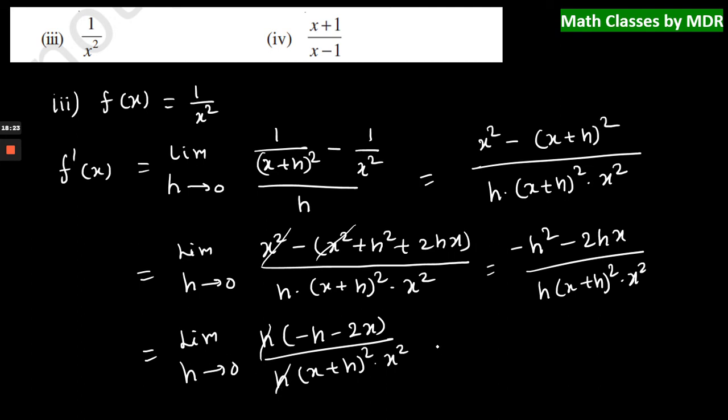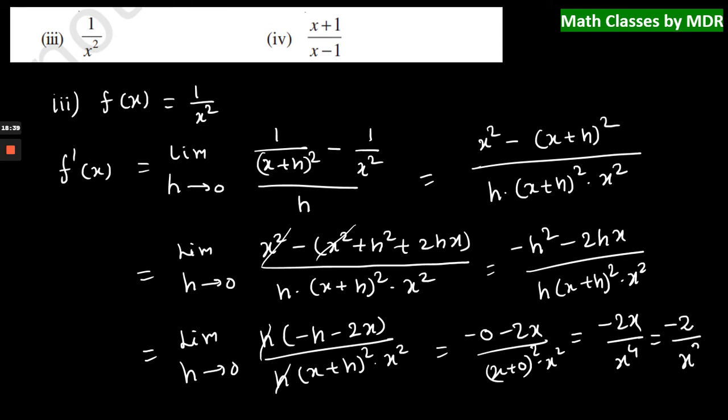Now substitute the h value. When you substitute h equals 0, we get minus 0 minus 2x by (x plus 0) whole square into x square. It will give us minus 2x by x to the power 4, which gives us minus 2 by x cube. That is the value of the derivative of 1 by x square. Now let us take the fourth one.